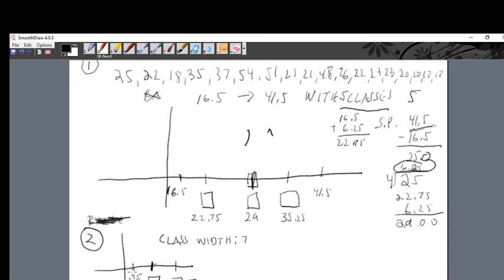So 1.5 is the starting point, add 7, you get 8.5. Now you're up to 8.5, add another 7, you get 15.5. If you have to go to another one, add another 7, you get 22.5. That is what they mean by class width, right? So don't get confused if you see that.